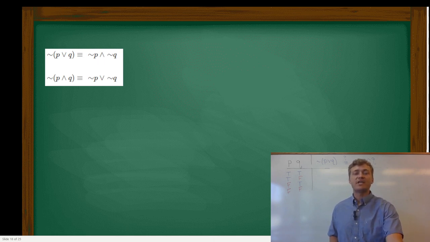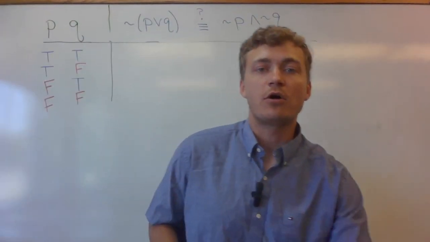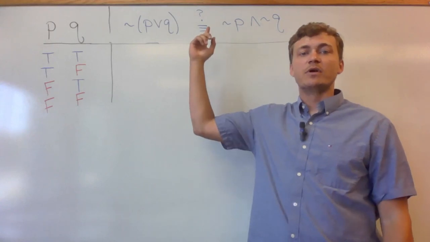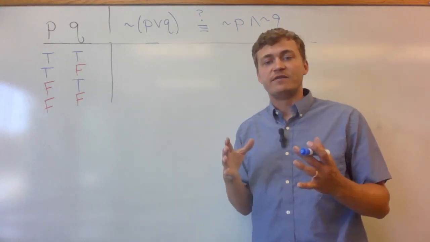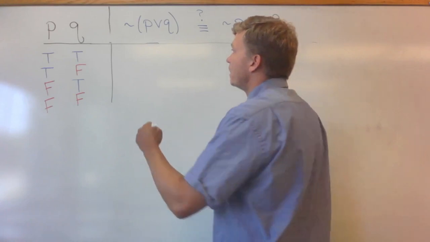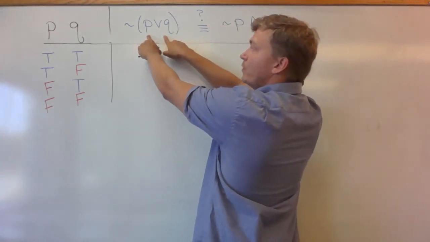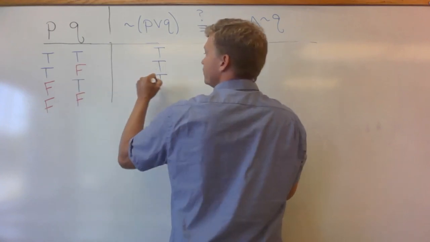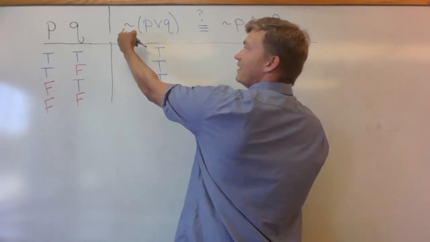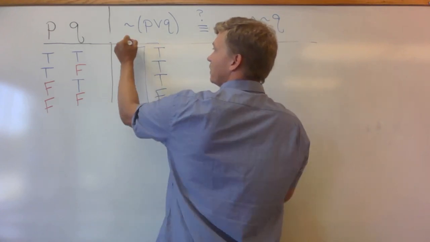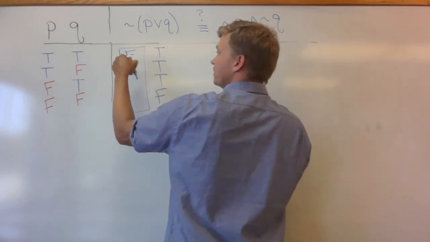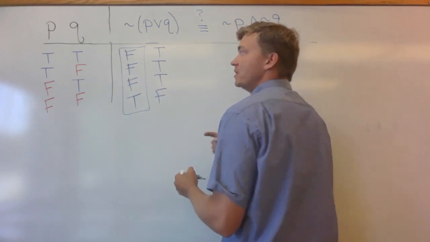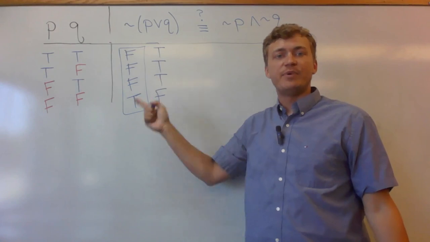So let's look at the first statement here, go to the full screen and see, are these two statements actually equivalent to one another? That's why I have the question mark. Once I show it, I can erase the question mark and say definitively, these are equivalent. P or Q? Well, P or Q, true or true? True or false? False or true? False or false? If I negate that, well, not true is false, not true is false, not true is false, not false is true. So that's my final column here for the negation of P or Q.